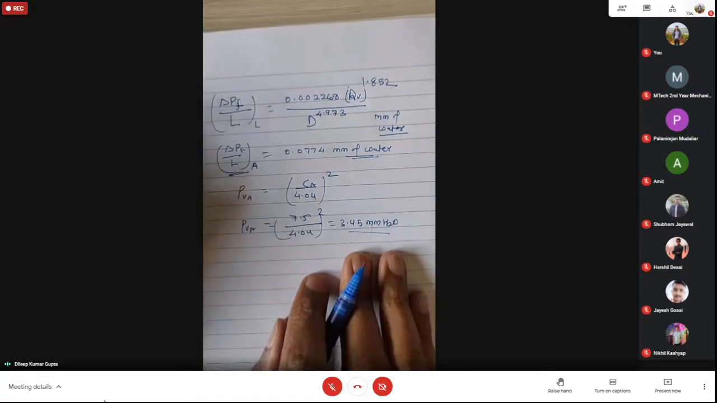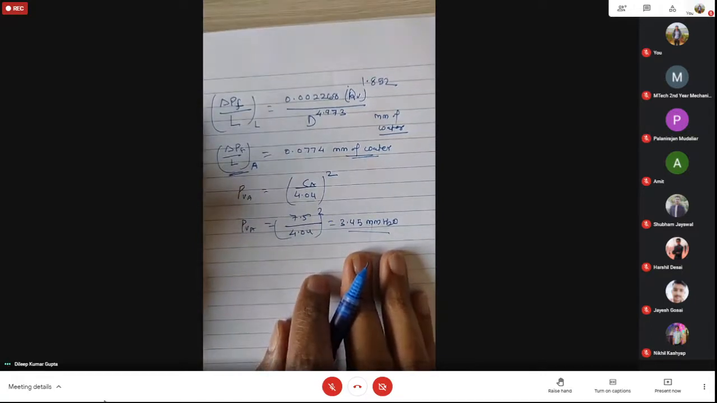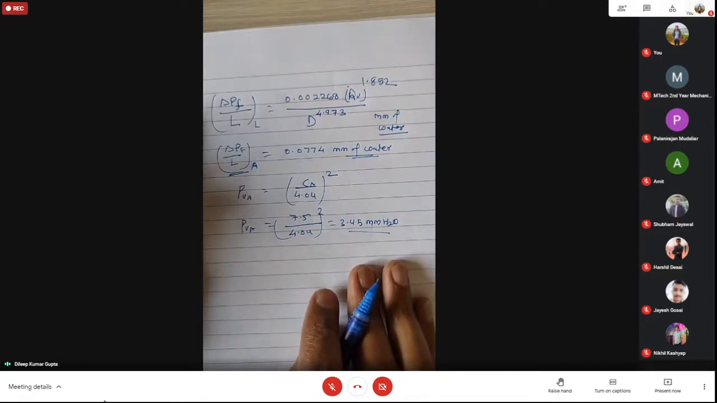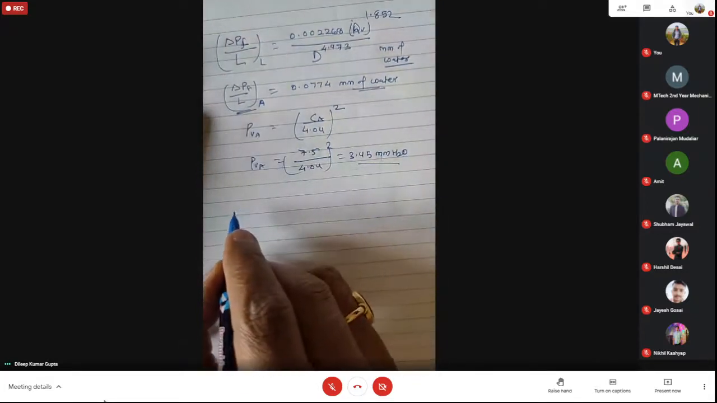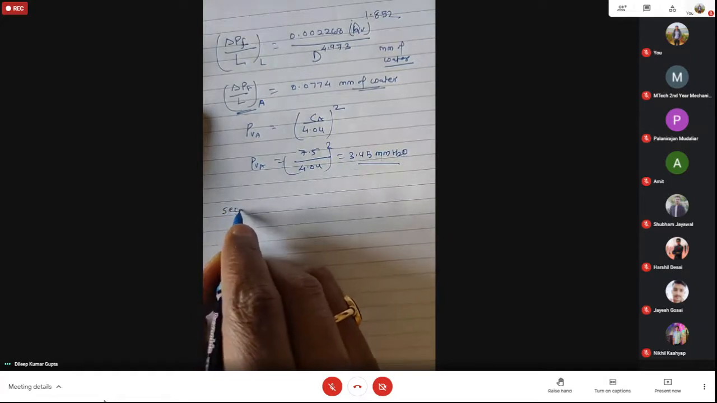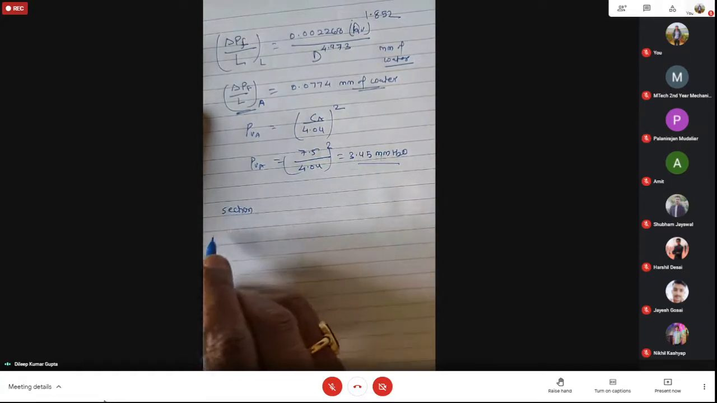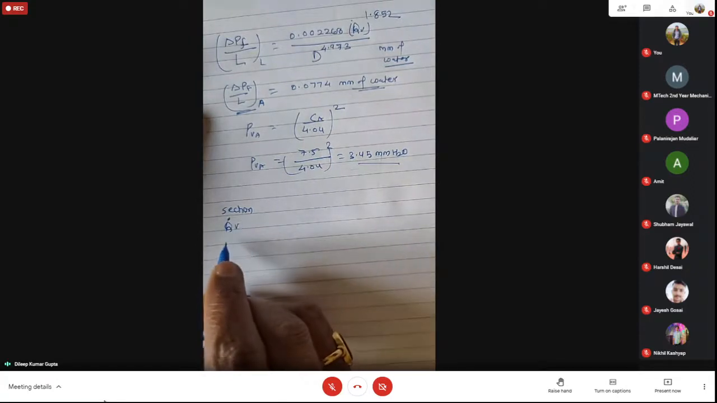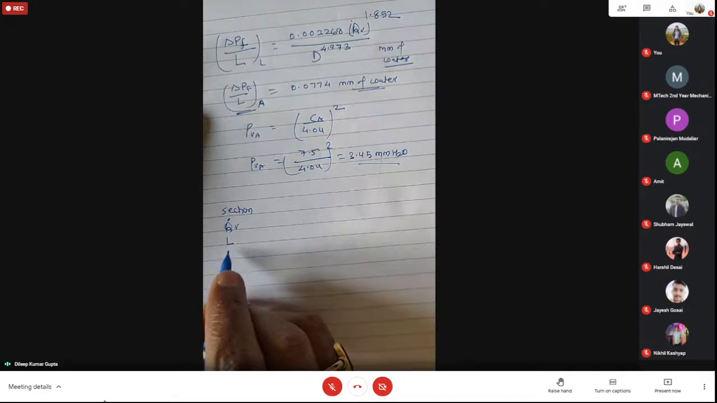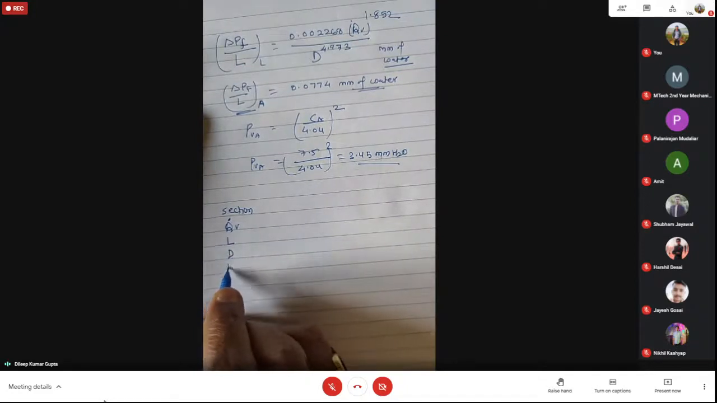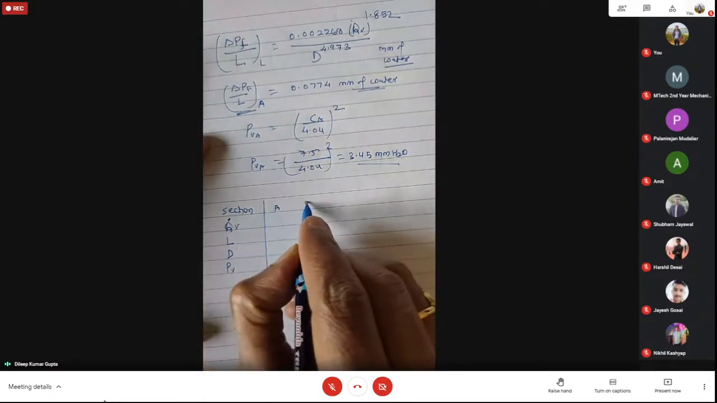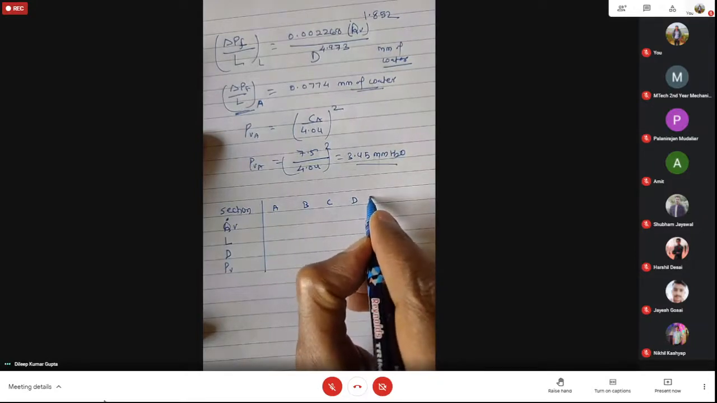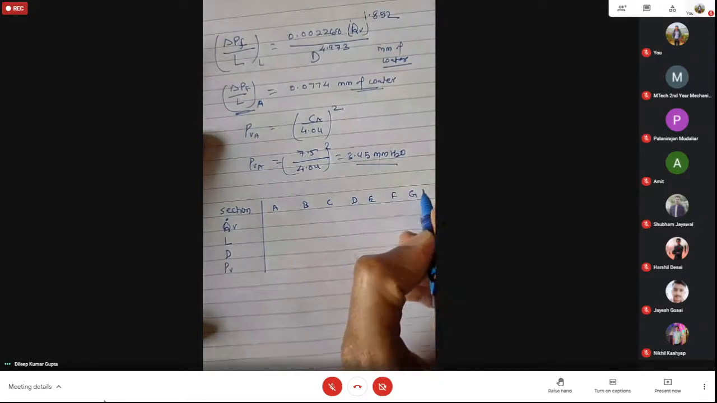Now we will prepare a table for finding the same data for all the branches including A, B, C, D, E, F, G. So let us prepare the table over here. Section, and we will first find out the volume flow rate. We'll find out the length of the branch. We'll find out the diameter. Then we'll find out the dynamic pressure losses. Right? Talk about section A, section B, section C, D, E, F, and G for all sections.